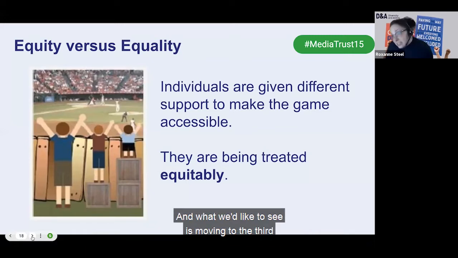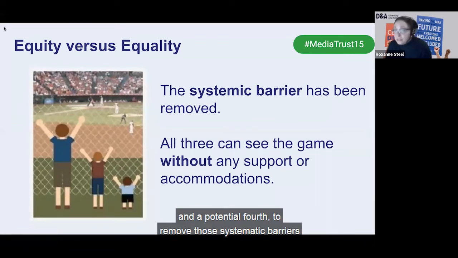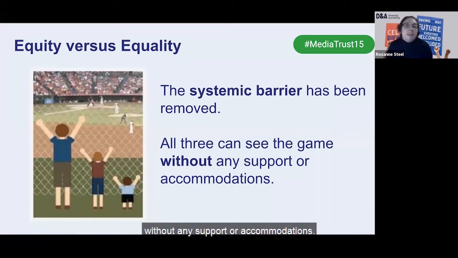And what we'd like to see is moving to the third and a potential fourth to remove those systematic barriers so that everyone can see the game without any support or accommodations.